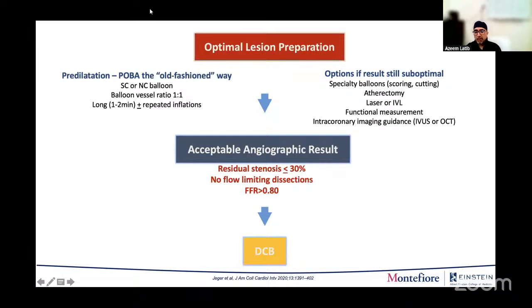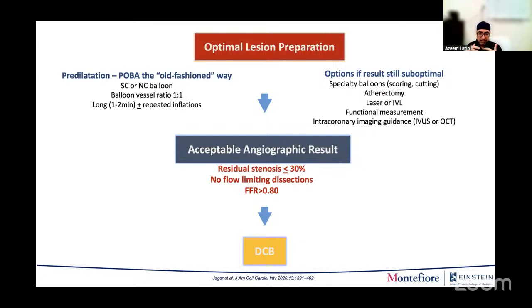So just think about that too. And then when you get there, you usually want to go nominal pressure. Sometimes you may go higher because you're doing a bifurcation and you want to be sure you're in contact with the proximal vessel. You need to be 1-to-1 and long inflations.